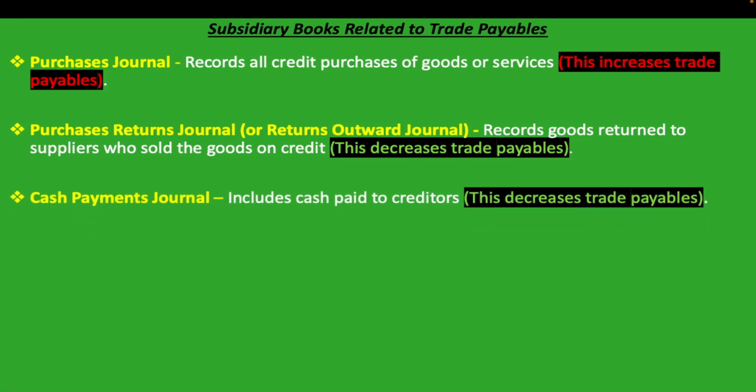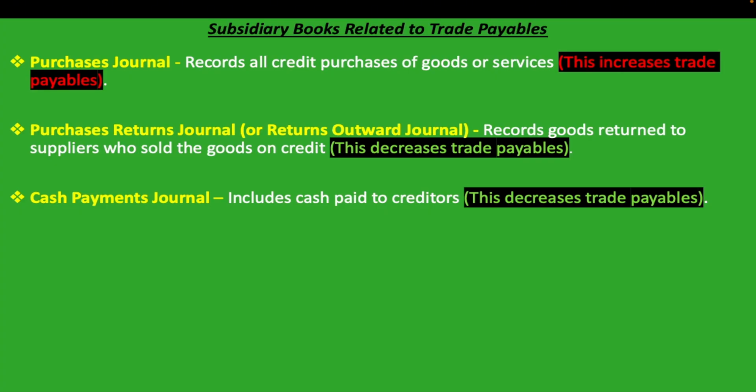What other subsidiary book do we have here for trade payables? Well, cash payments journal, and I'm sure this is familiar to you because it's quite common and it includes cash paid to creditors. Remember, the cash payments journal records all the cash outflow of the business during any given period, whether it's a month or a quarter or even a year. Whatever is recorded in the cash payments journal shows you the money that left your account for whatever reason, one of which is payment that you've made to your creditors.